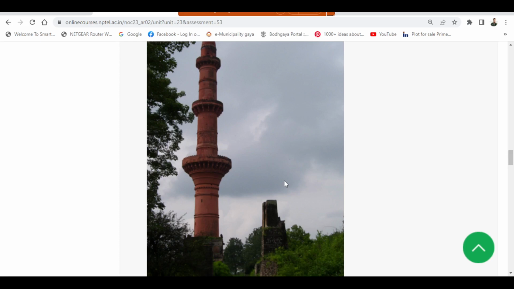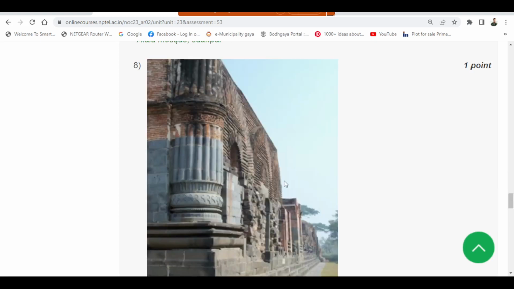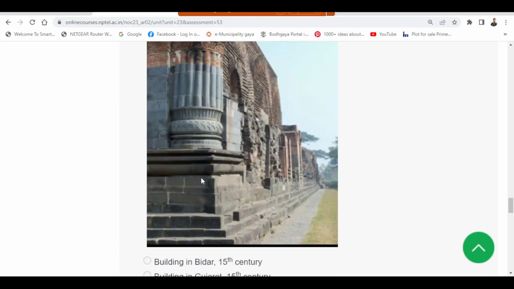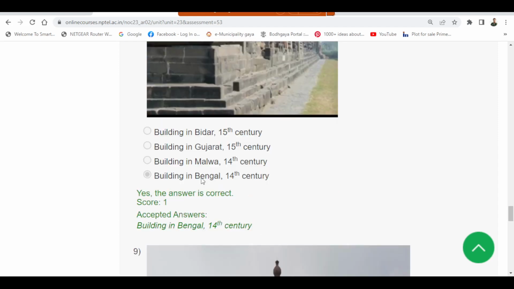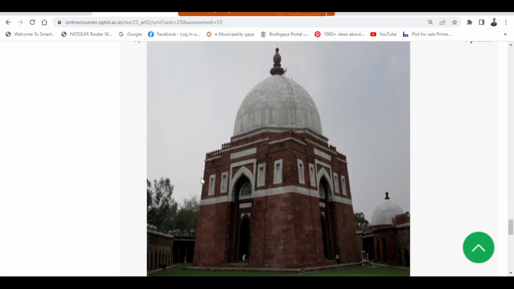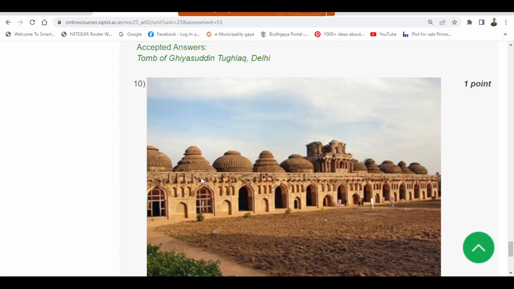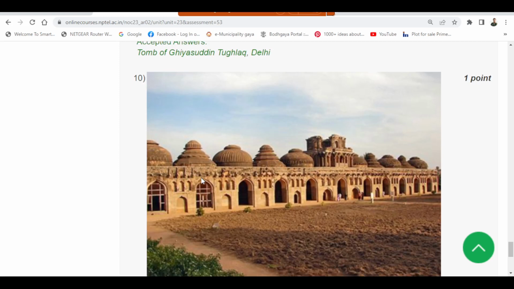Okay, this structure. Atala Mosque of Jaunpur. It has a unique architectural feature, right? Yes, sir, bricks and stones. So this is of West Bengal. This one, tomb of Ghiyasuddin Tughlaq of Delhi. This one, Vijayanagara Empire, Elephant Stable. Yeah, Vijayanagara. Correct.